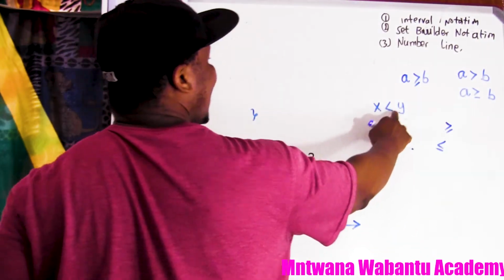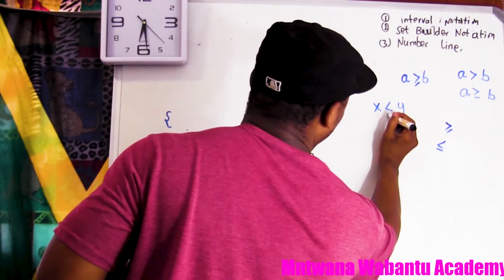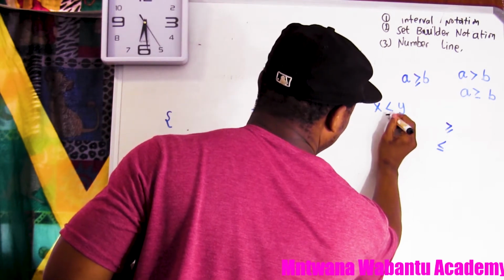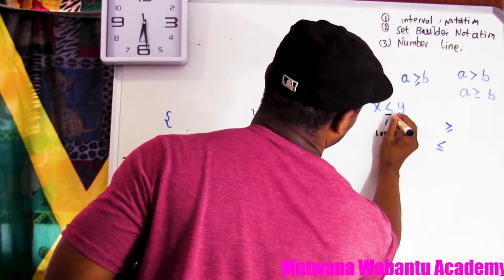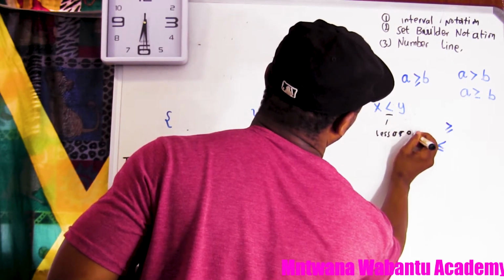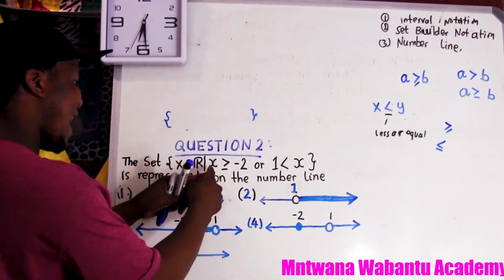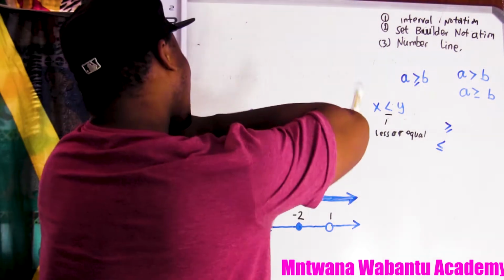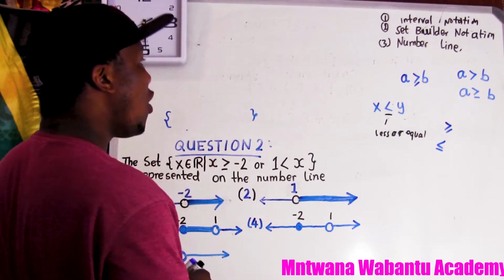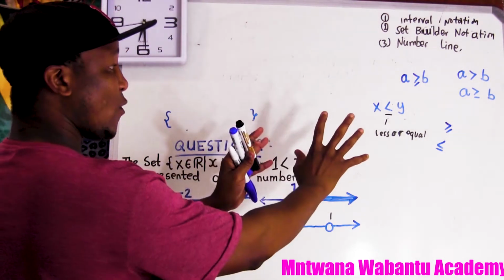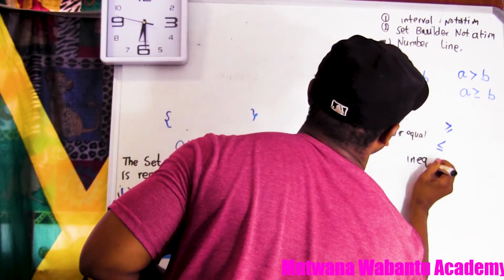X is less than Y. But if you write this, it's not less anymore, it's less or equal. So this sign is less or equal, because of this double sign, or equal. You see what I'm saying? So now we're going to take this one, let's say here, X is greater or equal to -2. This is for inequality. We call them inequality signs.